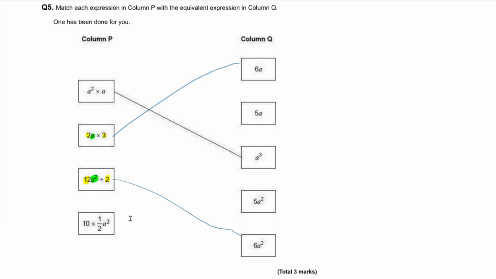And finally, 10 times a half a squared. So I've got my a's here and I've got my number parts. So 10 times a half. I'm going to multiply the 10 and a half together. That gives me 5. 5a squared then altogether. It's that one over there. Okay? And then this 5a is billy no mates over it. It's got no one to join up with.